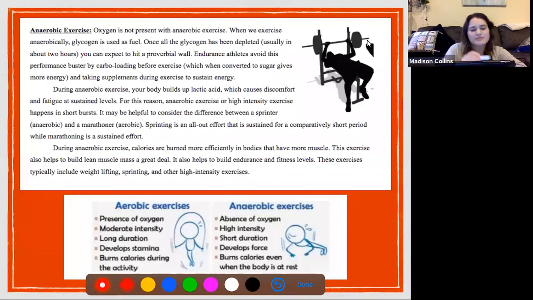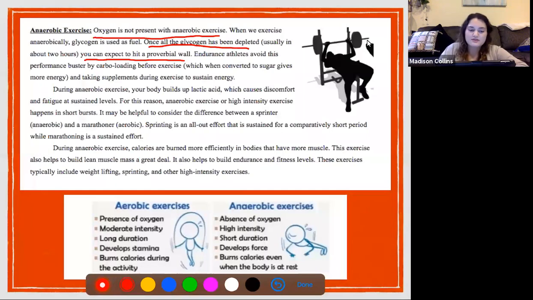So let's read about that. Oxygen is not present with anaerobic exercise. When we exercise anaerobically, glycogen is used as fuel. Once all of the glycogen has been depleted, usually in about 2 hours, you can expect to hit a proverbial wall, which means you're going to get really, really tired really, really fast.